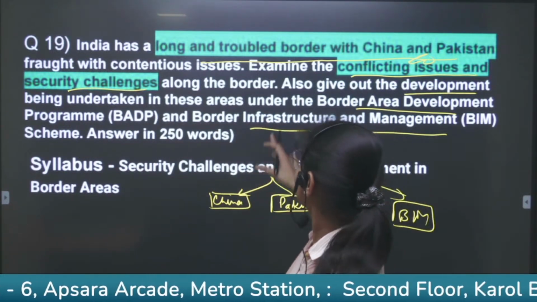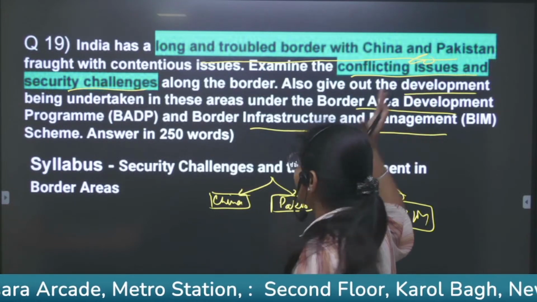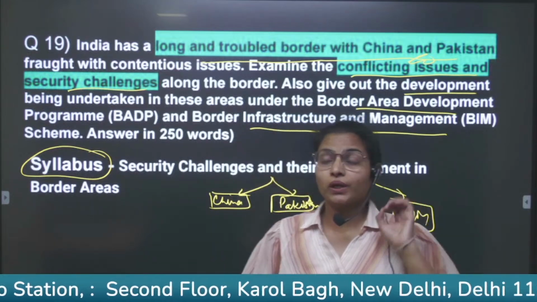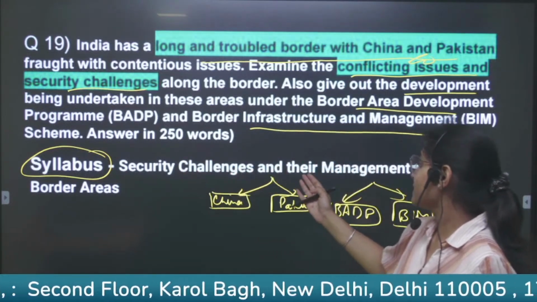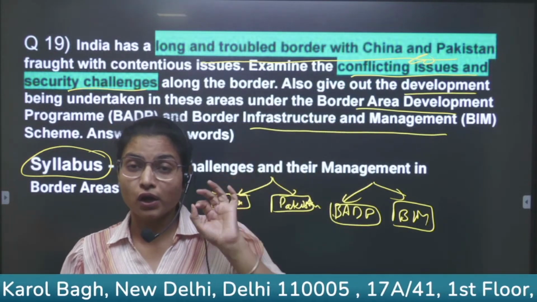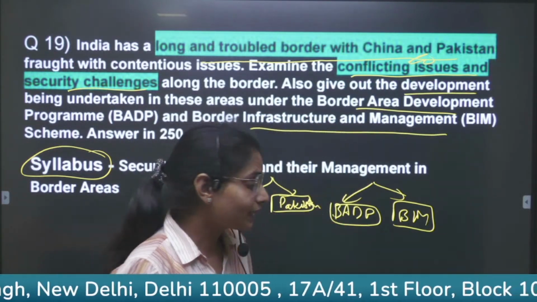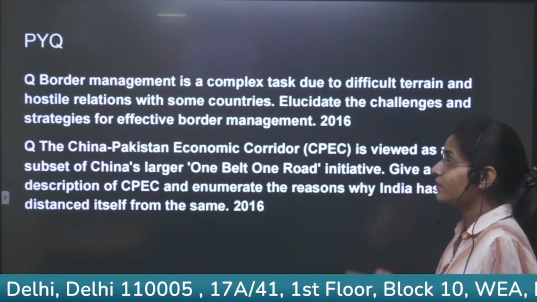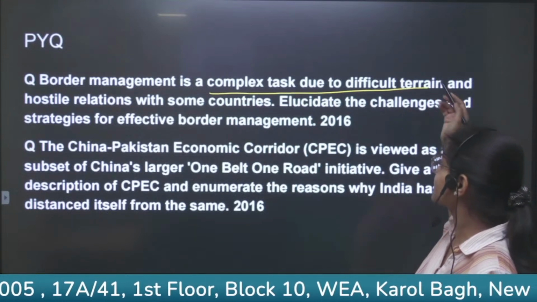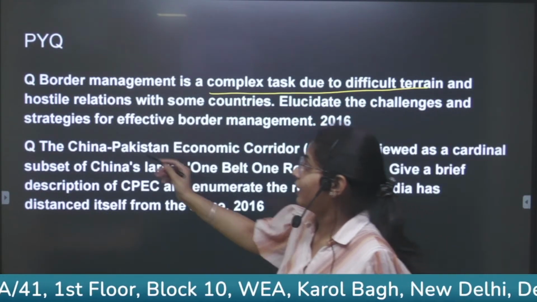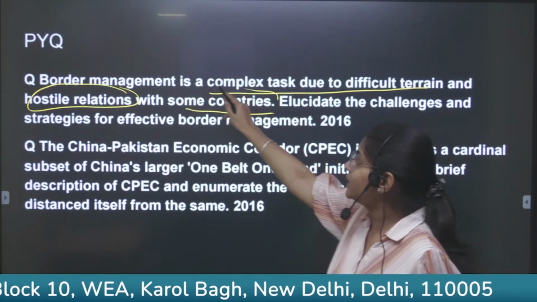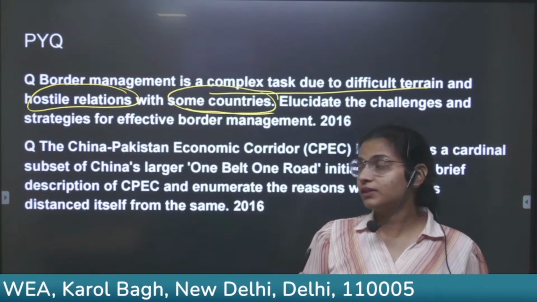Now this question is asking about China and Pakistan. Firstly, you need to see the syllabus with which you can relate it: security challenges and their management in the border area. So border area management is already in your syllabus. And secondly, this was asked in a previous year question as well. It said border management is a complex task due to difficult terrain and hostile relations with some countries. Here, some countries you can relate to Pakistan and China.